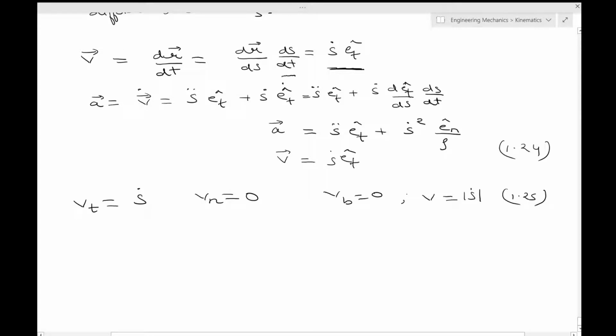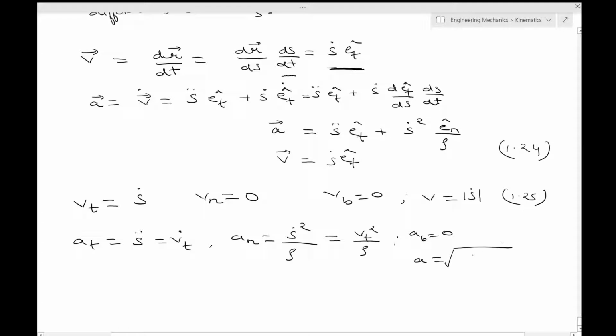This is 1.25. Similarly, you will have the tangential acceleration as s double dot, equal to Vt dot, because Vt is equal to s dot. Then you will have the normal component of s dot whole square by rho, that is Vt square by rho. And ab will be equal to 0. That would make the magnitude of the acceleration s double dot square plus s dot to the power of 4 by rho square. This is 1.26.